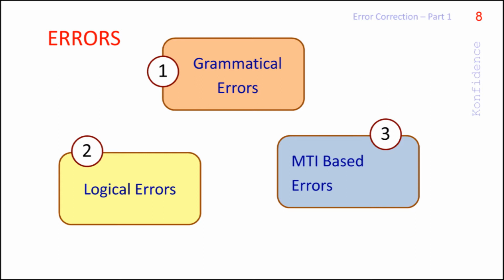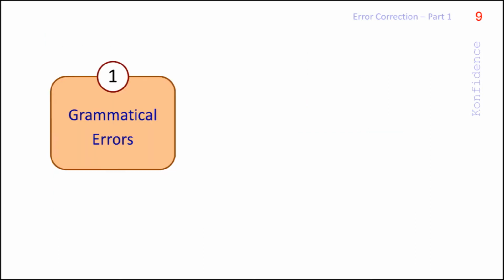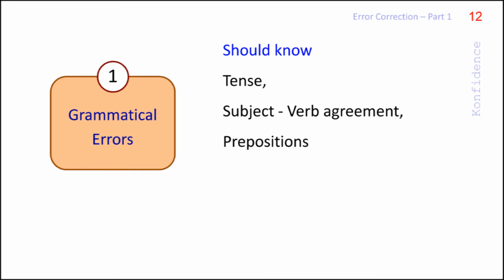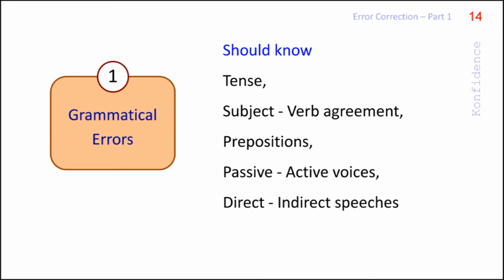In the sessions Error Correction Part 1 and Error Correction Part 2 discussed here, we shall look at a larger set of errors and also look at errors in the context of complex sentences. The most common error in English is grammatical in nature. An in-depth knowledge in tense, subject-verb agreement, prepositions, passive-active voices, direct and indirect speeches, etc. is required to overcome such mistakes.